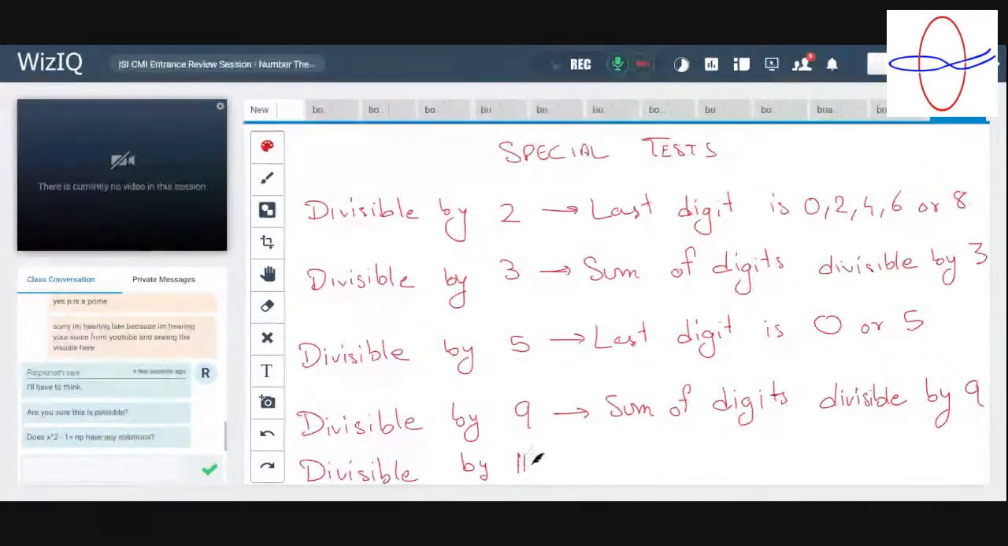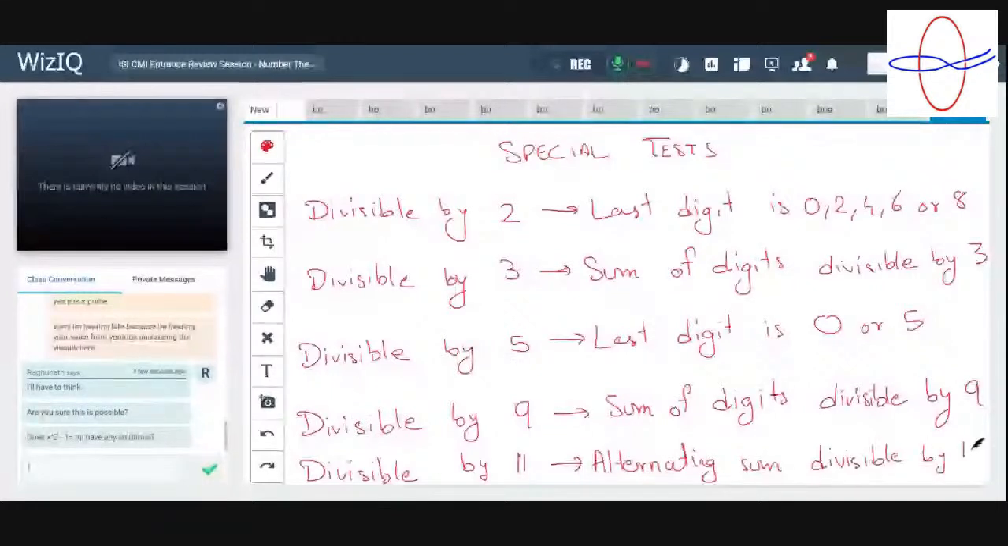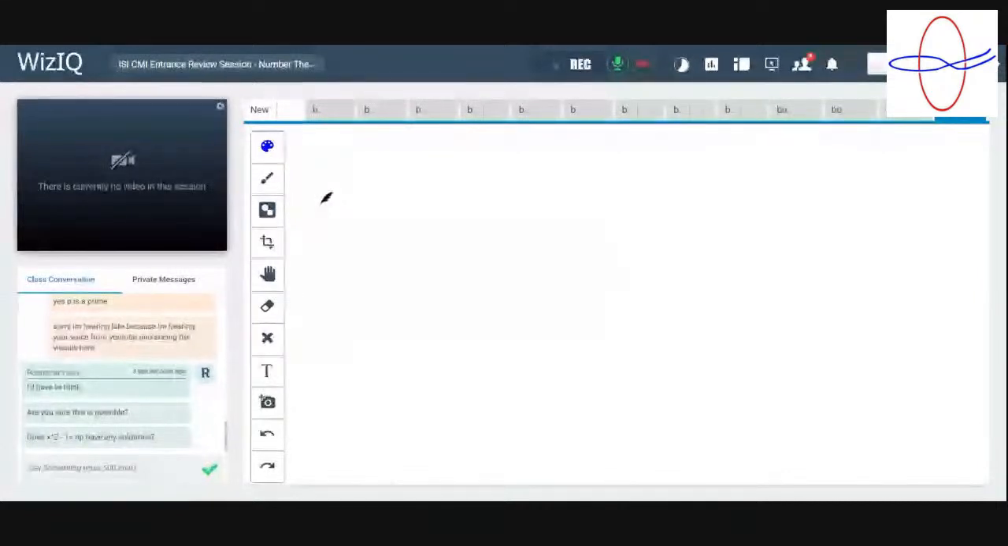But anyhow, divisibility by 11. For this, you check the alternating sum. By alternating, I mean the first one, subtract the second one, add the third one, subtract the fourth one, and so on. If the alternating sum of digits is divisible by 11. So these are the 5 you need to know, which are common practice.